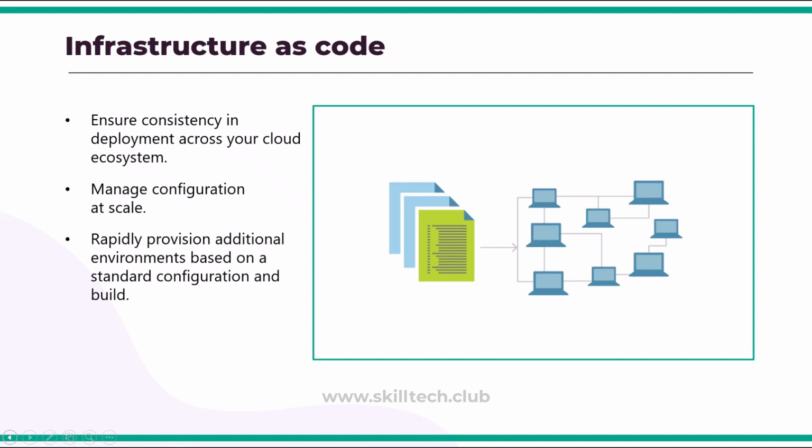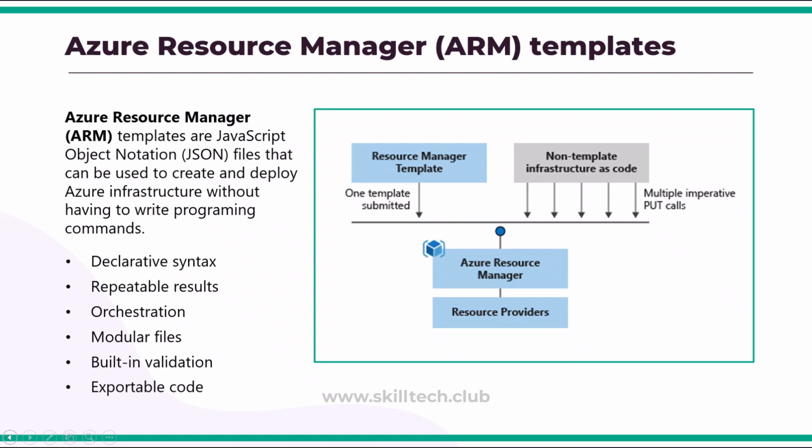In simple words, one time you have to take the pain to configure your proper template using infrastructure as code, but later on, by reusing the same template, you can deploy multiple resources. If you have heard about tools like Ansible, Terraform, Bicep, all these are tools which come under the category of infrastructure as code, including ARM templates. Now let's talk about ARM templates. These templates are nothing but JSON files. As I told you, JSON stands for JavaScript Object Notation, which is mostly a key-value pair kind of format file that can be used to create and deploy Azure infrastructure without having to write any programming language commands.